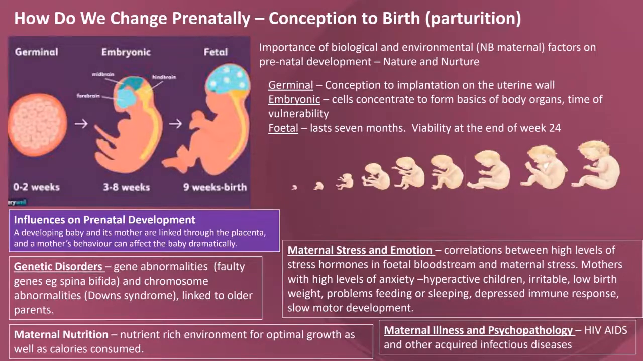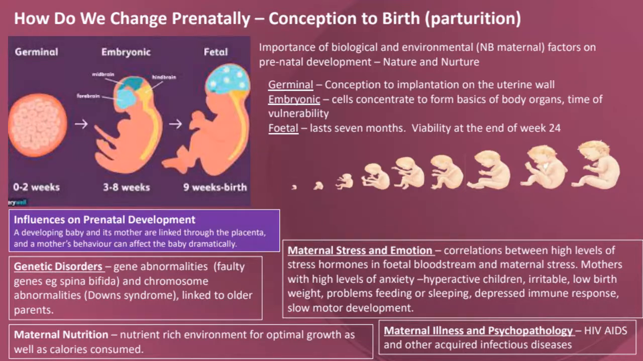Prenatal means conception to birth. Okay, that is our prenatal stage, and it's a key area of development. The three stages that exist in prenatal development begin with the very short germinal phase, which is really from where conception takes place to where that little embryo is planted on the uterine wall, a very short stage of 2 weeks.